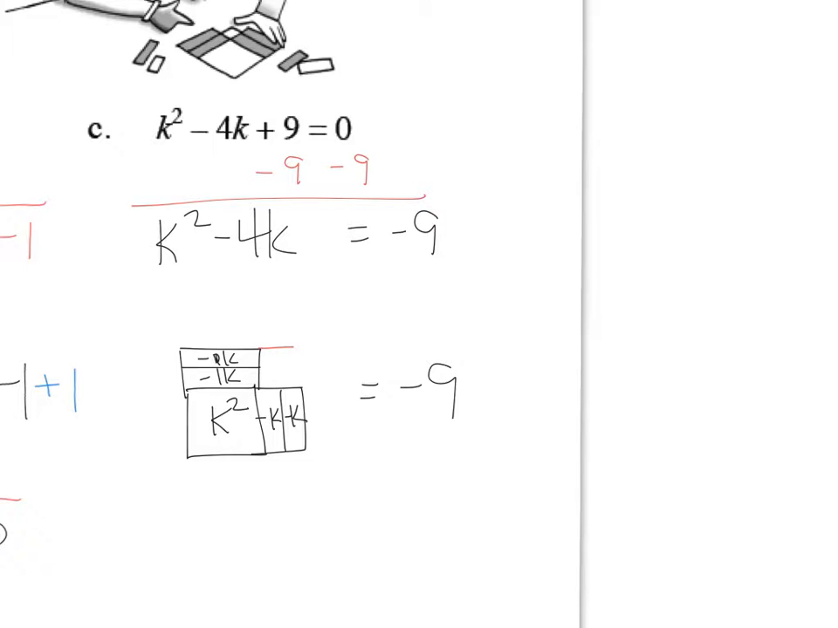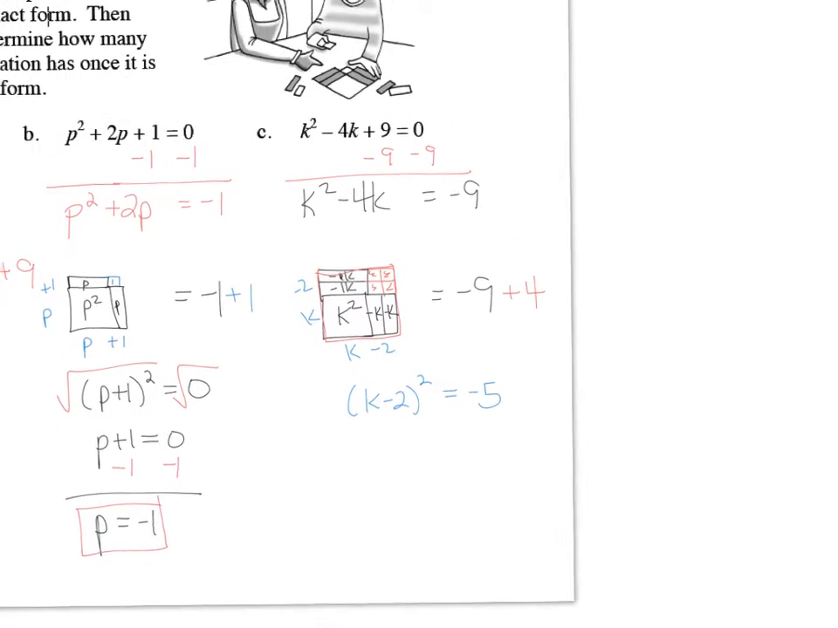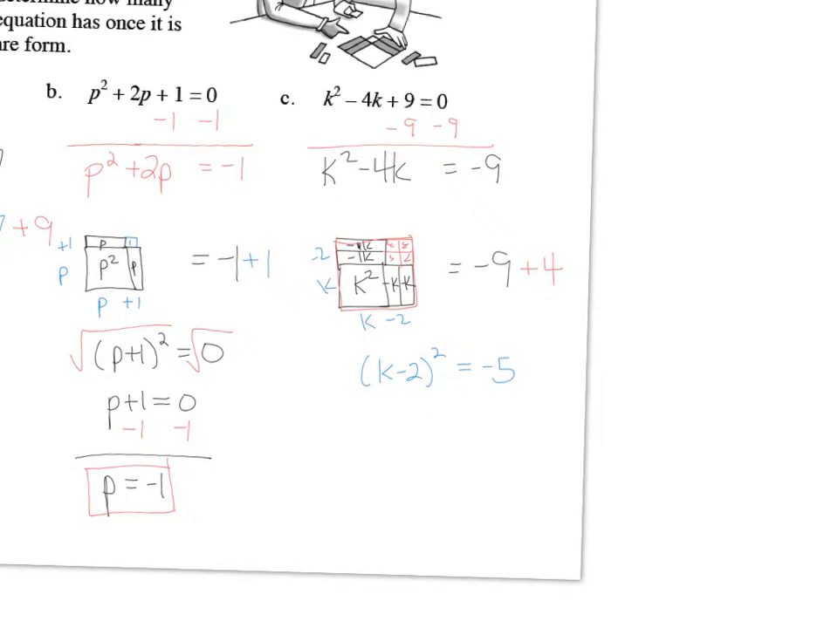Now I need to figure out, how do I make that into a nice, pretty, perfect square all the way around? And that means I have to add 4 unit tiles to both sides. All right, and my dimensions are going to be k minus 2 on both sides. So I get, in parentheses, k minus 2 squared as the area. That's equal to negative 5. Uh-oh. I cannot square anything and get a negative. So if I tried to take the square root here, I end up with no solution.